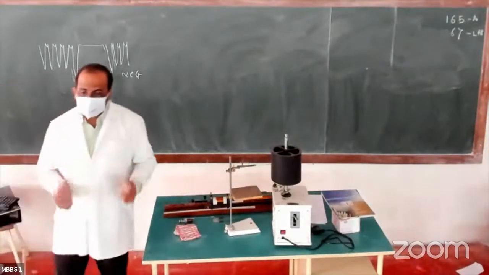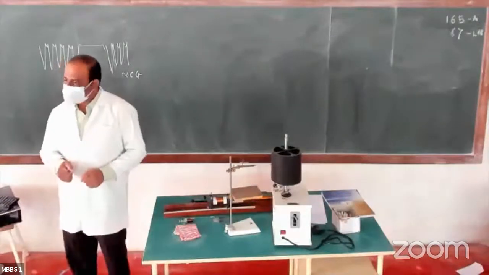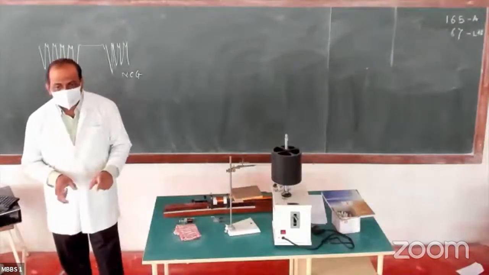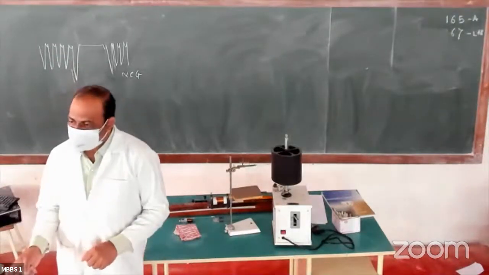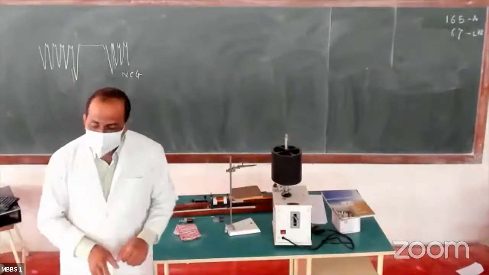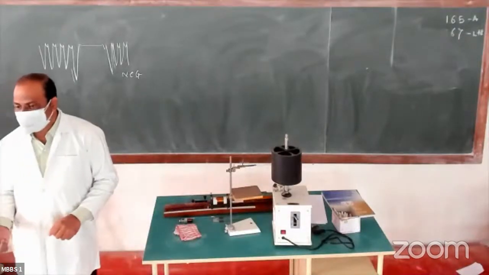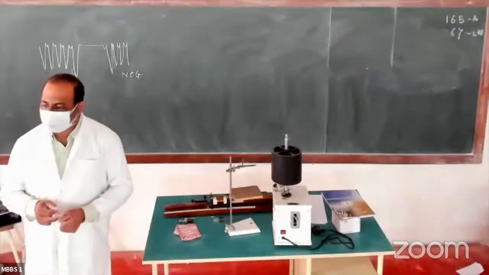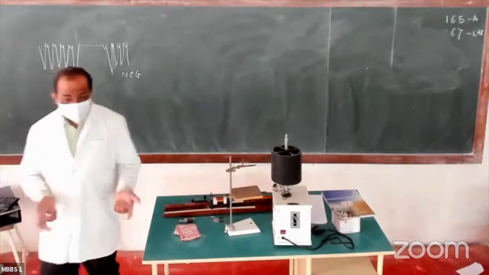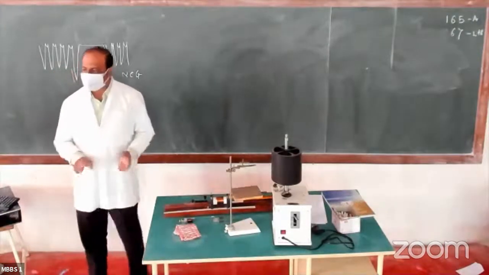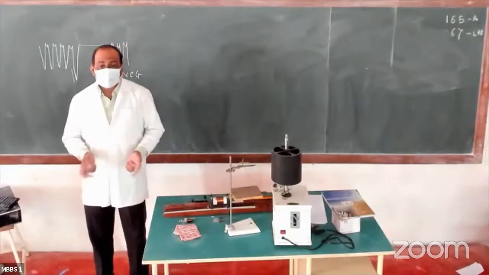Excess amount of blood comes into the ventricle. Is it clear? If the excess amount of blood is there in the ventricle, according to the Frank-Starling law, what will happen to the initial length of the cardiac muscle fiber? The initial length of the cardiac muscle fiber increases.